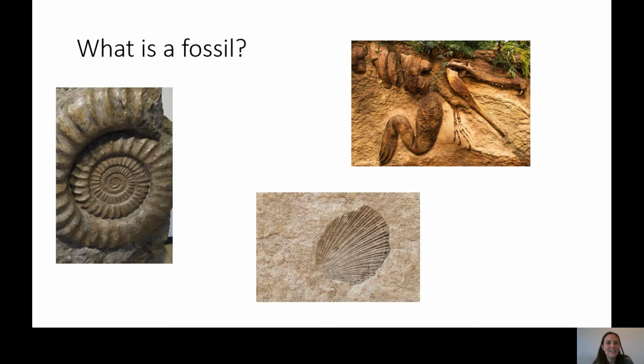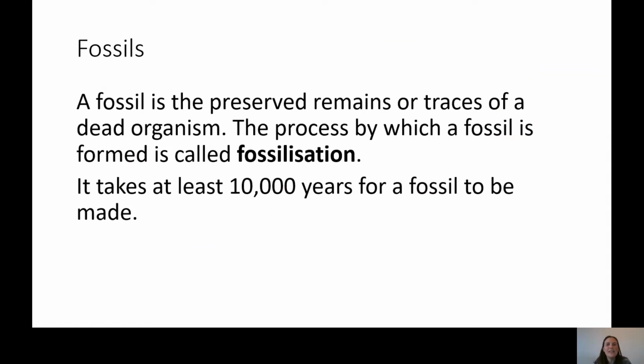Excellent, Year 3. So, a fossil is the preserved remains or traces of a dead organism. The process by which a fossil is formed is called fossilization, and today we're going to be looking at that process. So it takes at least 10,000 years for a fossil to be formed. So, as I said, we're going to be looking at the process today, and it's quite complicated. So we've broken it down into 6 key phases of that process.